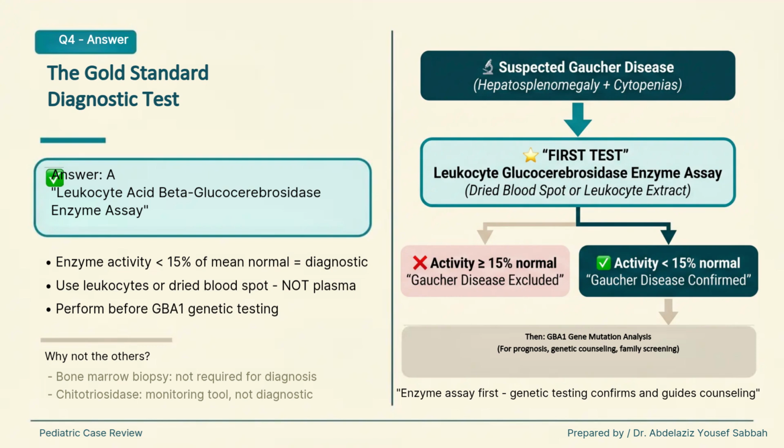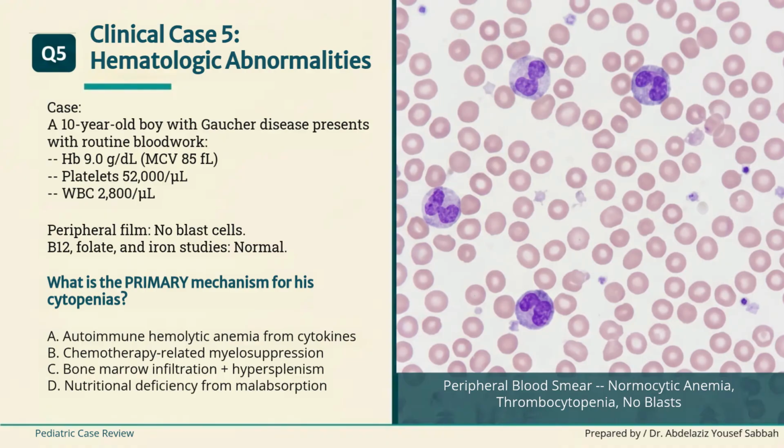Enzyme activity below 15% of mean normal is diagnostic of Gaucher disease. The test must be performed on leukocytes or on a dried blood spot, and not on plasma, and it should be done before genetic testing. Genetic analysis of the GBA1 gene is then performed afterward because it adds prognostic information and guides genetic counseling and family screening. A bone marrow biopsy is not required to make the diagnosis, and chitotriosidase is a monitoring tool rather than a diagnostic test.